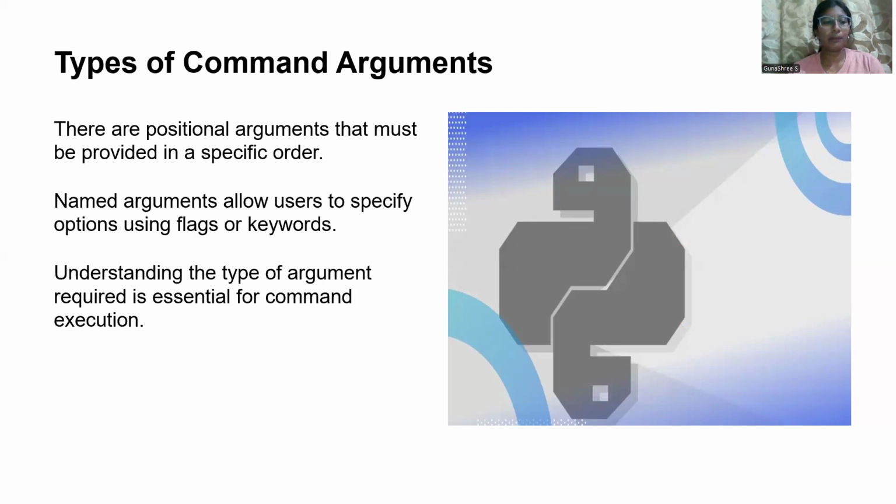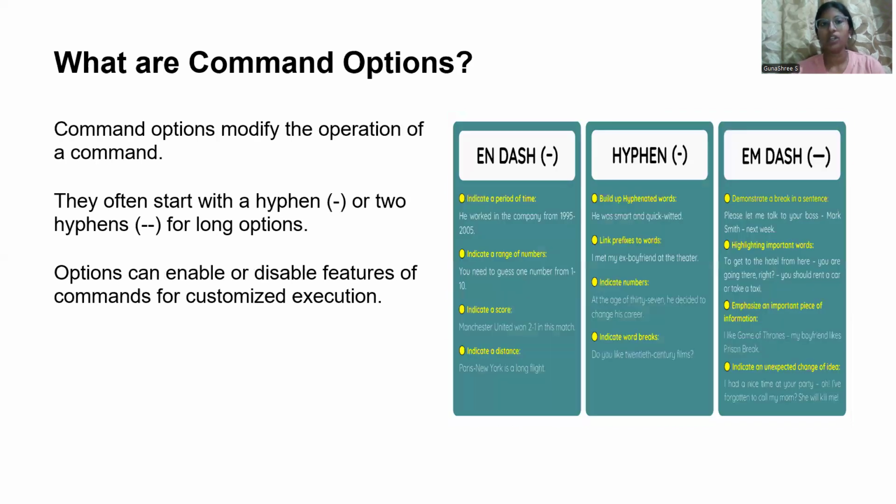So what are the types of command arguments that are present? The types of command arguments are options and operands. These two are the major classifications that are available. Operands are positional arguments that must be provided in a specific order, and options are named arguments which allow the user to specify options using flags or keywords. Which type of argument we are giving to the command is very important for the execution of the particular command.